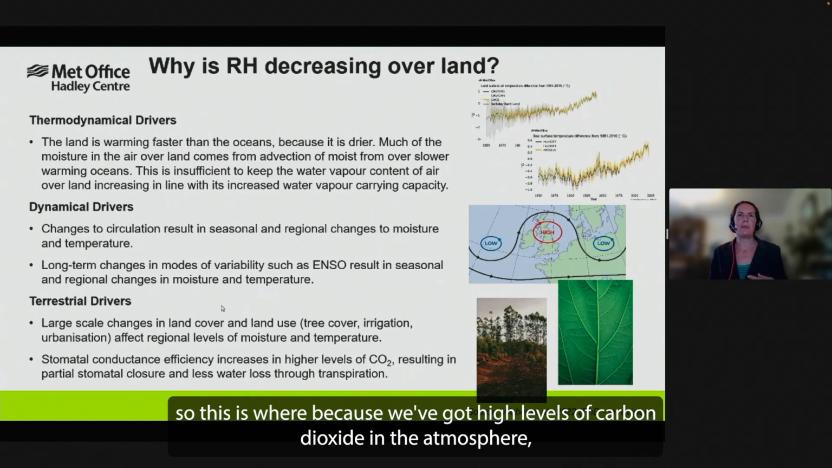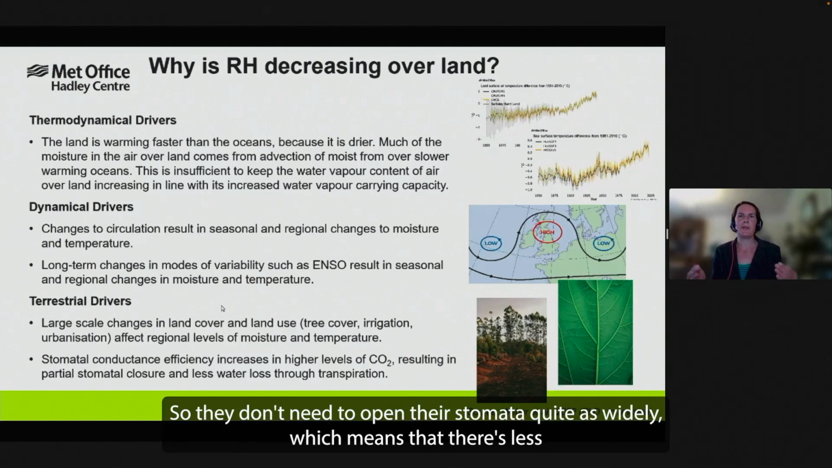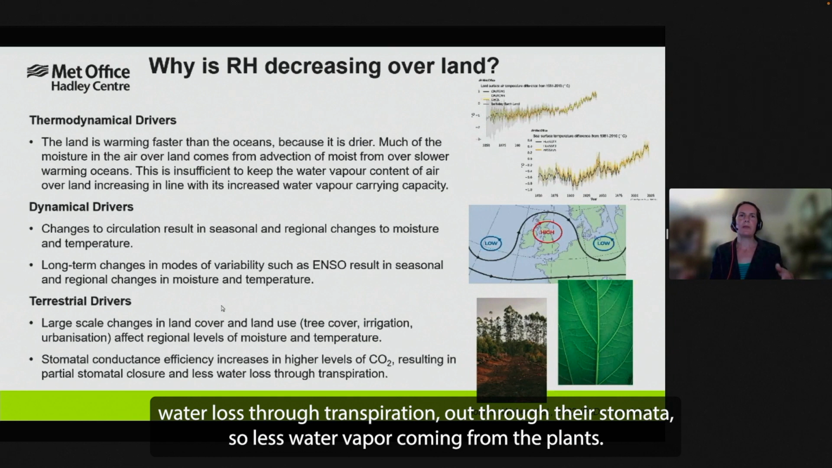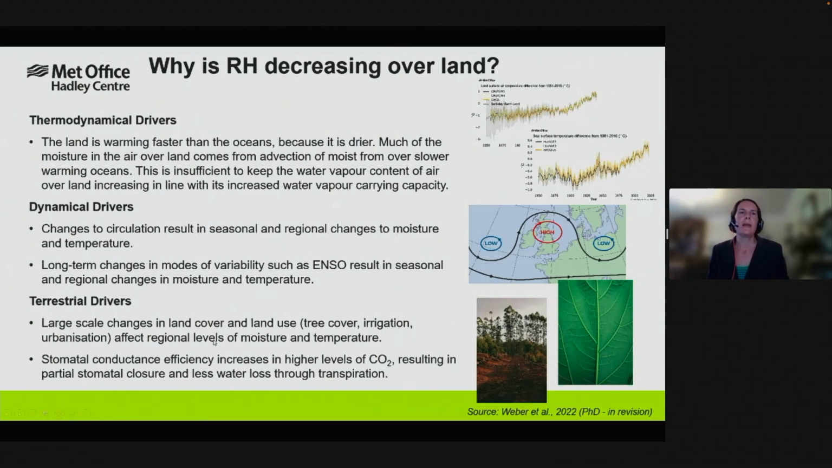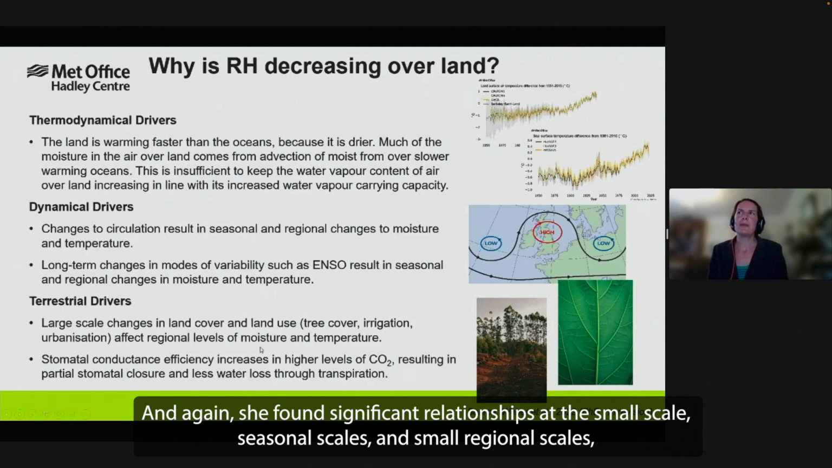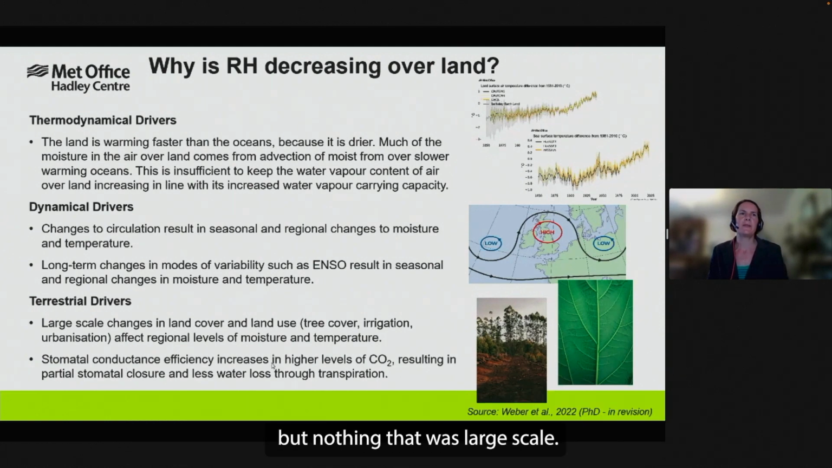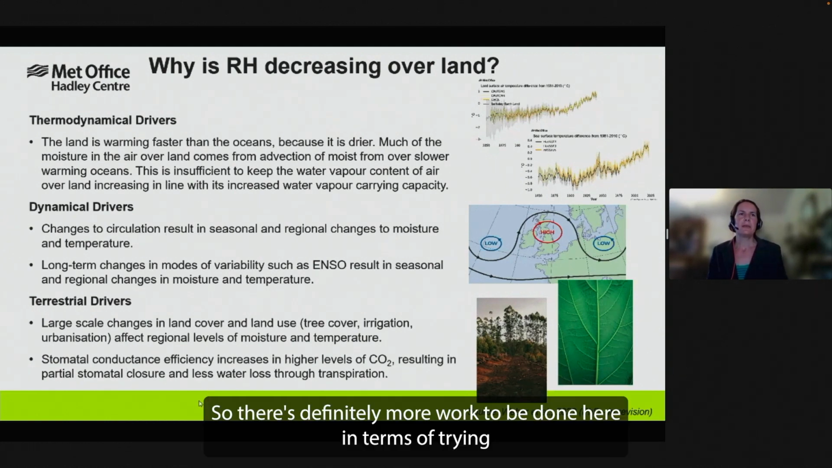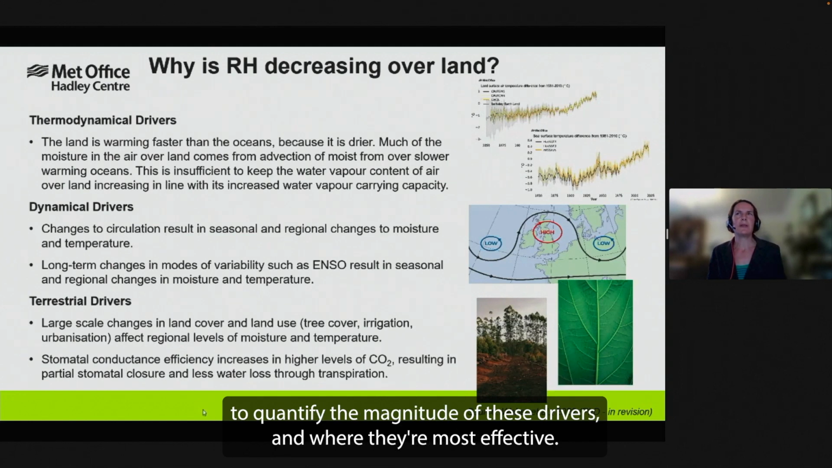So this is where, because we've got higher levels of carbon dioxide in the atmosphere, plants can actually be a bit more efficient. So they don't need to open their stomata quite as widely, which means that there's less water loss through transpiration out through their stomata, so less water vapor coming from the plants. And again, she found significant relationships at the small scale, seasonal scales and small regional scales, but nothing that was kind of large scale. So there's definitely more work to be done here in terms of trying to quantify the magnitude of these drivers and sort of where they're most effective.